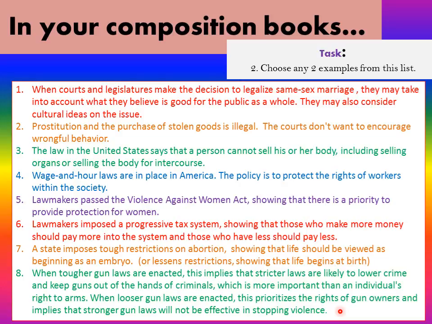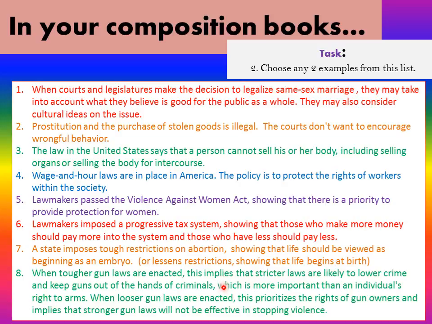If you're going to do this one, you can pick a side. Say that you want gun laws to be stricter, which means that individuals can't have as much freedom as they want with those guns. What are the pros of having strict gun laws? What are the cons of having strict gun laws?